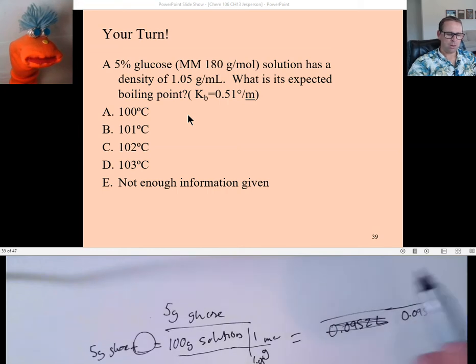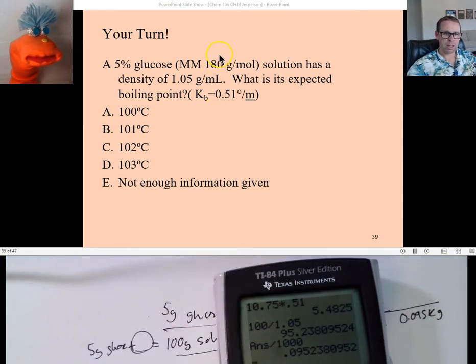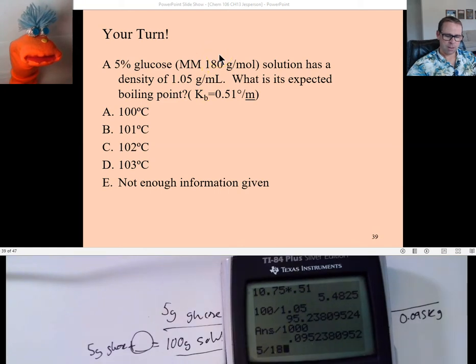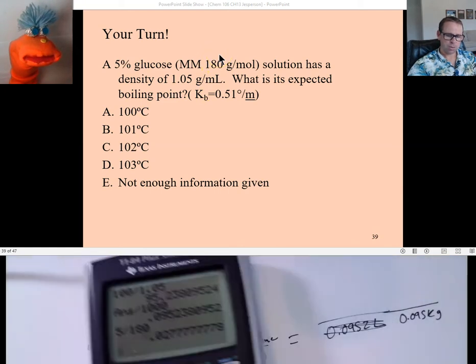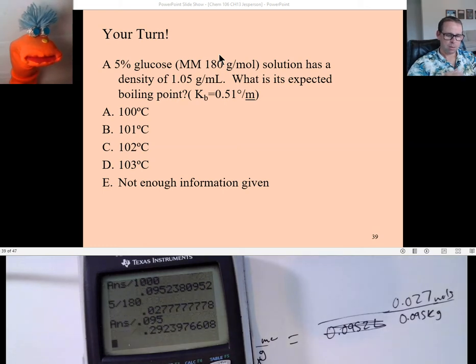So now I just need my moles of glucose over my kilograms of water, and that should give me my molality. All right, so looks like the molar mass of our glucose here is 180. So 5 divided by 180, 0.027, that's moles, and moles per kilogram of solution divided by 0.095, that should be my molality, right? So 0.292. Now what do I do with that? You multiply that by 0.51 degrees per every molal.